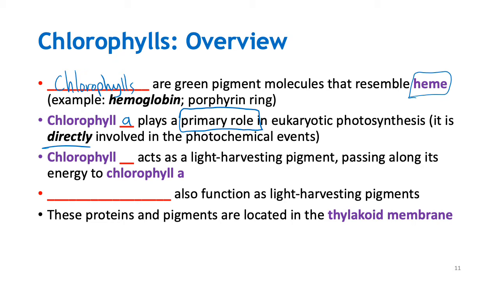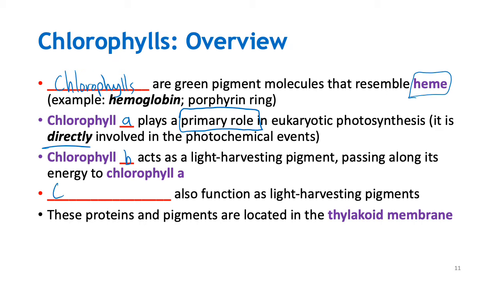Now, chlorophyll B also acts as a light harvesting pigment, passing along its energy to chlorophyll A. So though chlorophyll B is important, it's not directly involved. What it does is it helps chlorophyll A to be chlorophyll A. Does that make sense? There's a slight distinction there, but chlorophyll A is incredibly important. You're going to hear me talk more about it as this lecture progresses.